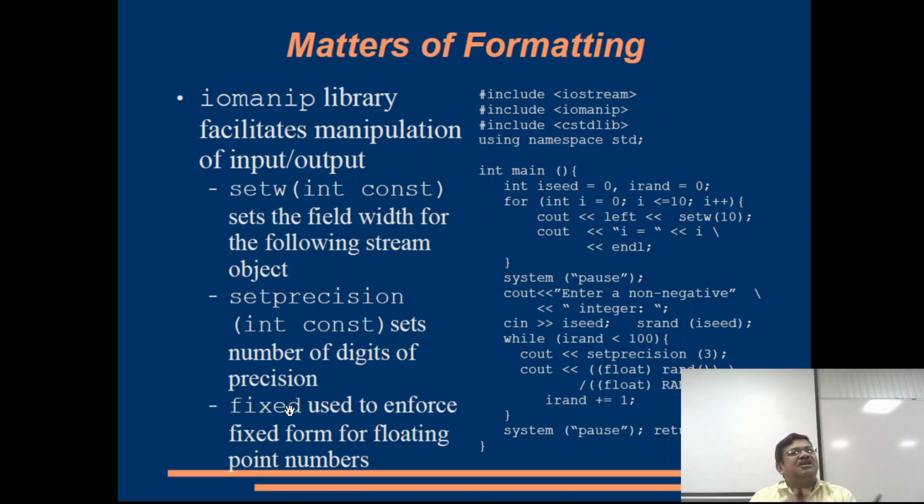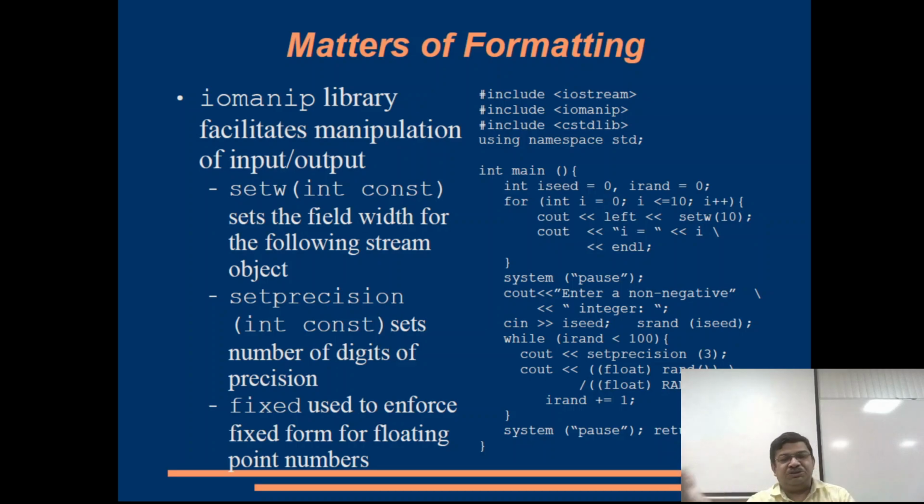And then fixed, it will impose the fixed form of numbers. For example, I want to write it as 3.14159. It will be printed as 3.14159. Otherwise, the default would be 3.14 multiplied by e raised to the power 0. Scientific notation. That is the standard way float real numbers are displayed.